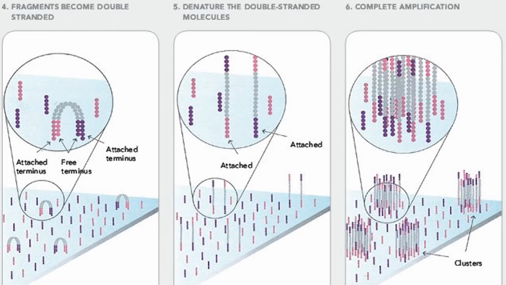Step 5. Denature the double-stranded molecules. By denaturing the double-stranded molecules, we are left with single-stranded templates anchored to the substrate. Step 6. Complete amplification. As a result of the steps so far, several million dense clusters of double-stranded DNA are generated in each channel of the flow cell.